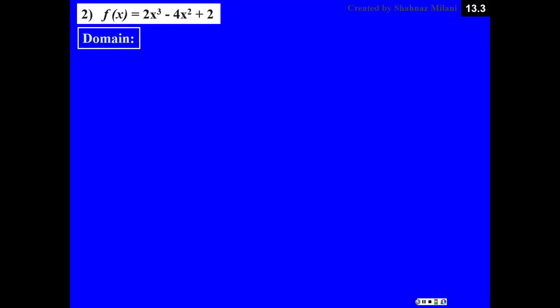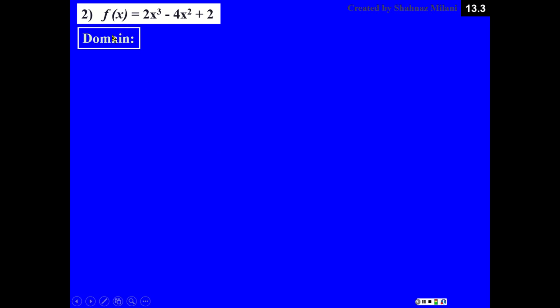This is Milani, Chapter 13, Section 3, Problem number 2. In this problem, again, is going to be almost like a review from 13.1, 13.2, and 13.3. And I'm going to show you the shortcut for how to work this problem.